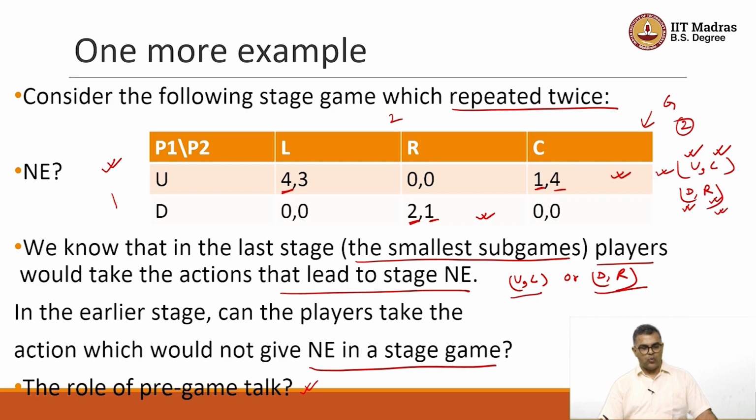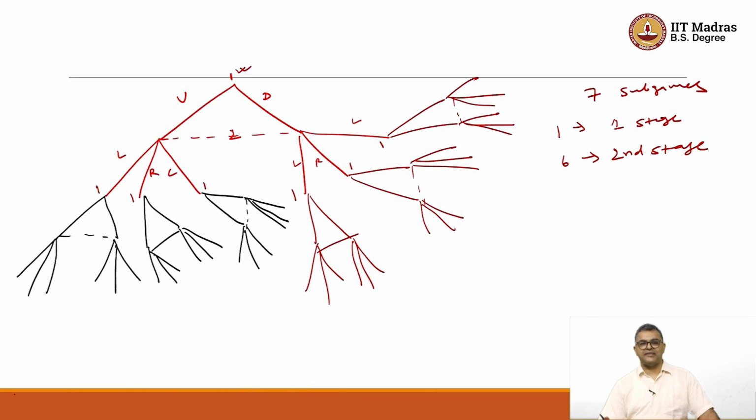after stage 1. Player 1 plays U and player 2 plays R, that's one possibility. Another possibility could be player 1 plays D and player 2 plays C. And then after each of the 6 possibilities, the second-stage game would be played. So there are a total of 7 subgames.